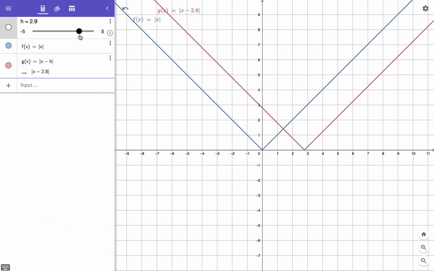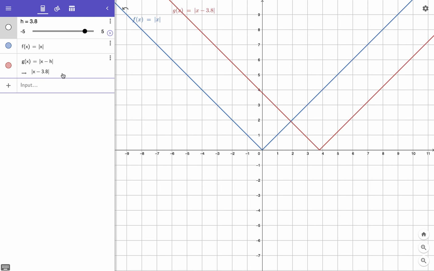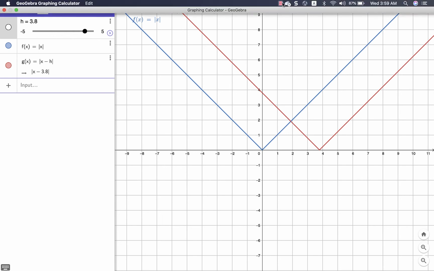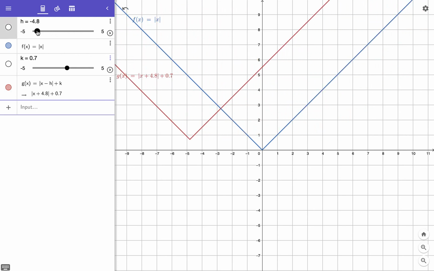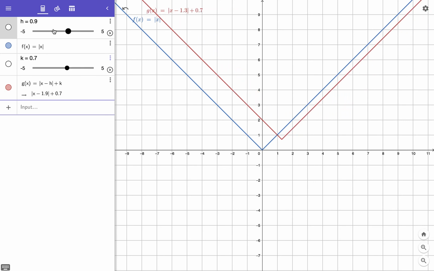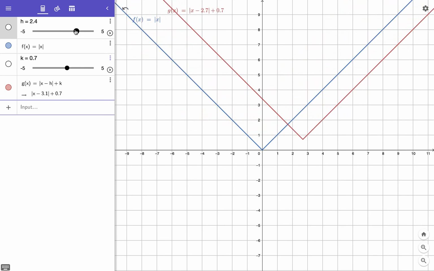Okay, now let's do a combination of two translations, a few units to the right and a few units up or down. Here we are. I have added the parameter k to h, so I have two parameters now. The new function is of the form absolute value of x minus h, plus k. If I change the h, I see that I have a horizontal translation, a shift to the right or to the left.